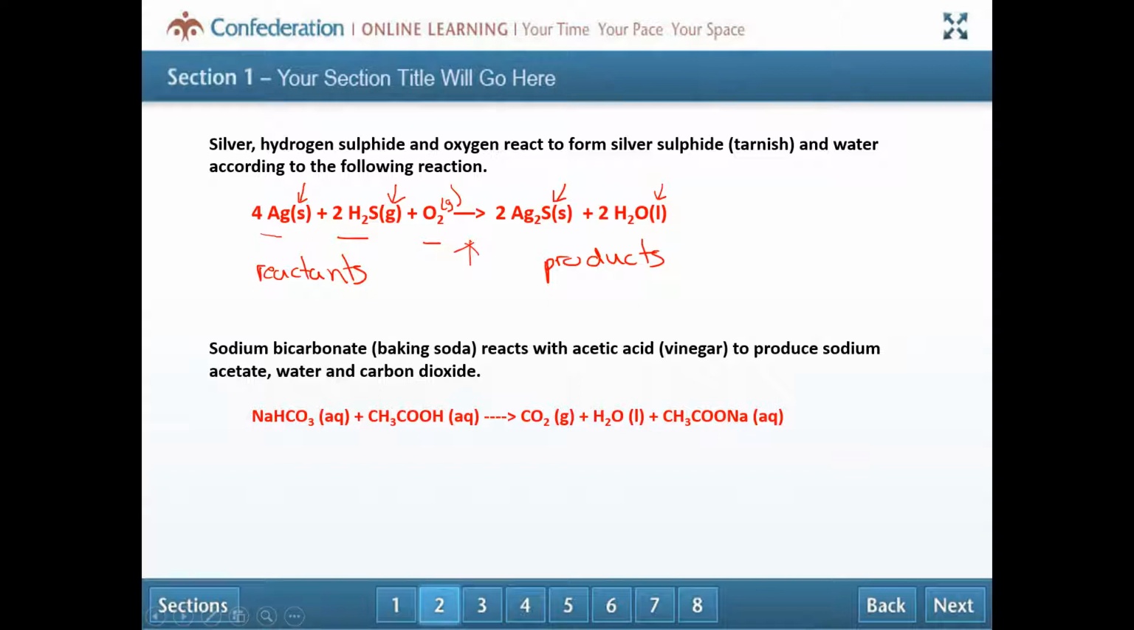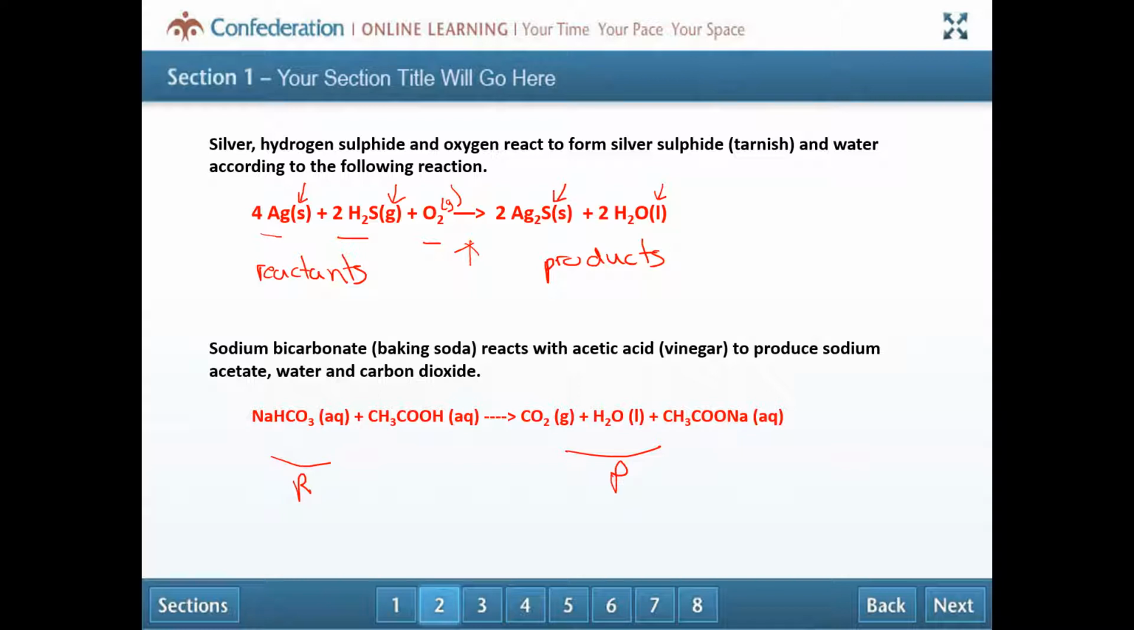Now in the next one, that's where we had sodium bicarbonate, the baking soda, reacting with the acetic acid, the vinegar. And then it was producing sodium acetate, water, and carbon dioxide. So again, we've got our reactants on the left, our products on the right, and we're showing all of our states. So that's another example of a chemical reaction. And notice in both of them we've got our arrows and we've got our pluses between the formulas for the compounds.